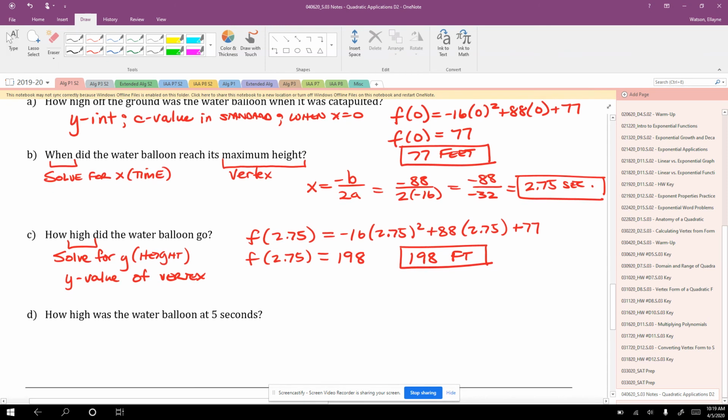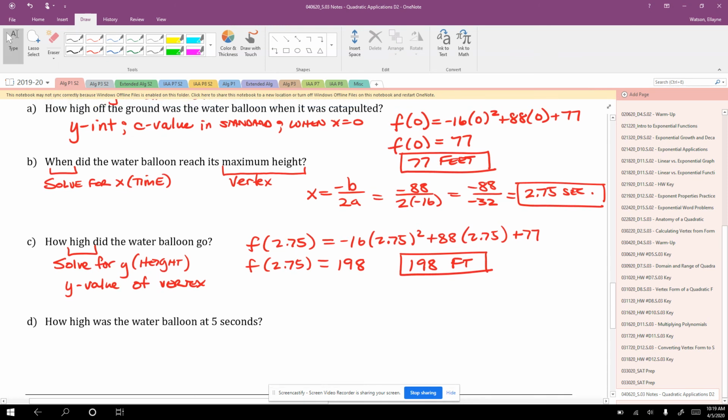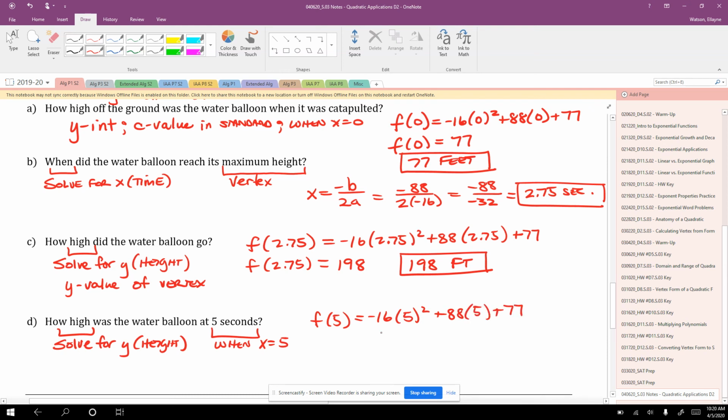Okay, last question for this one. How high was the water balloon at 5 seconds? Again, what are you solving for? How high? So this is solve for y, which again is our height, at 5 seconds. So when x equals 5. So f of 5, that means you plug in 5 for x: negative 16 times 5 squared, plus 88 times 5, plus 77. Plug it in the calculator, negative 16 times parentheses 5 caret 2, plus 88 times 5, plus 77, and you get 117.